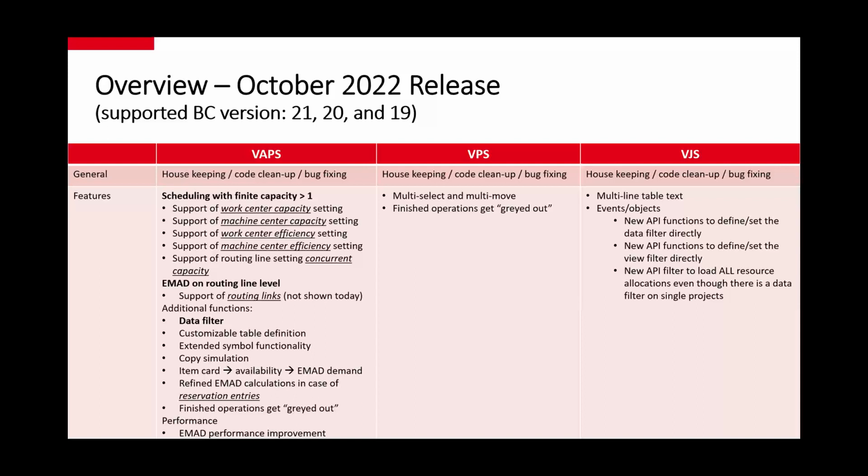We got a lot of great feedback. We see a lot of great use cases being supported with this automatic scheduling that we built on this finite capacity scheduling logic. But of course, we were aware that with this assumption, we had a gap to some standard Business Central settings, because on the work center card or on the machine center card, you can set a capacity.